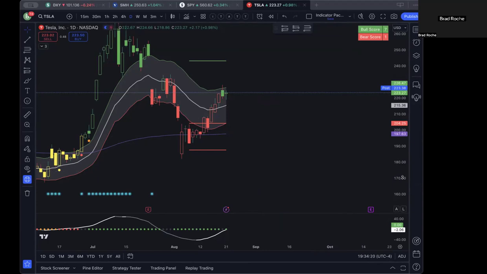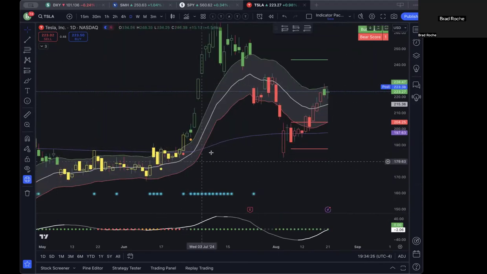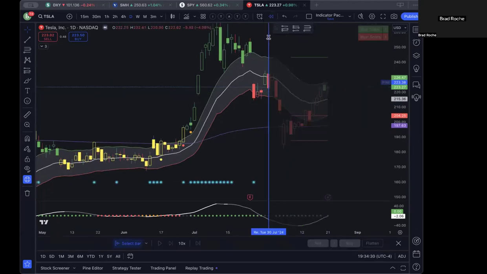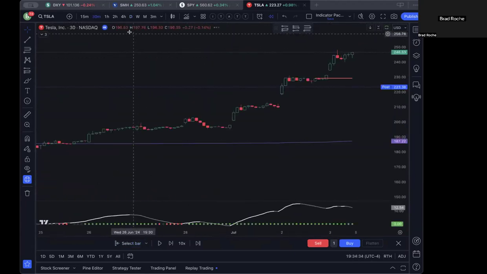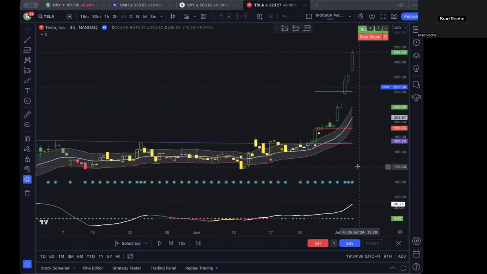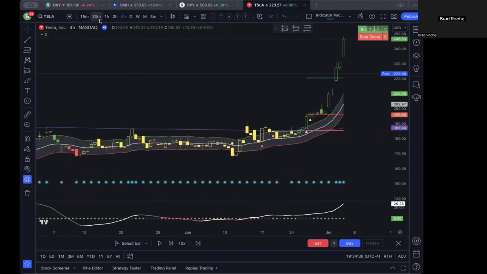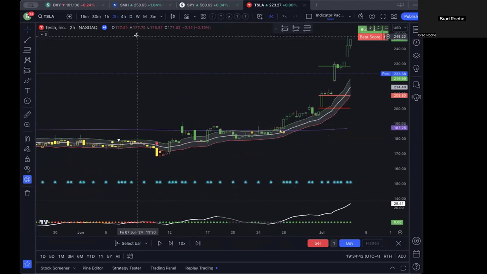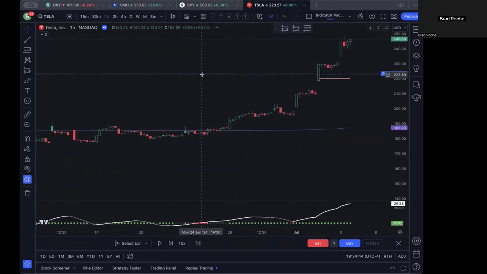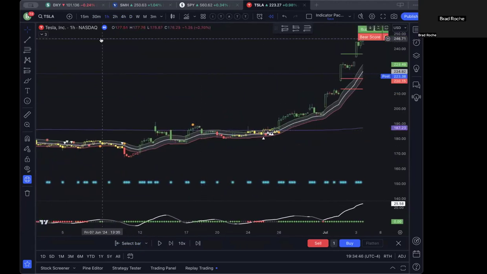A lot of these nice winners you're seeing end up being a huge move. For example, this Tesla trade right here. If you want to look at how someone would have caught this Tesla trade, here's how. Buy signals on the 4-hour. Buy signal on the 2-hour. Buy signals on the 1-hour.